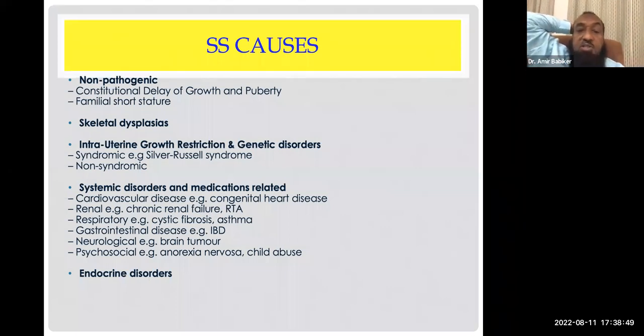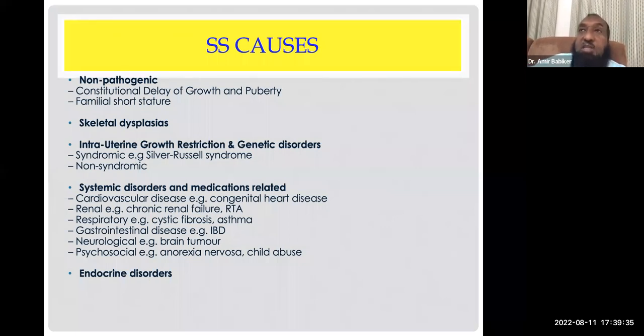So short stature can be non-pathological or pathological. The non-pathological causes are constitutional delay of growth and puberty, and familial or genetic short stature. The difference between them: the constitutional means that this person has a constitutional delay in growth and puberty, but they catch up at a certain point. This constitutional delay can be isolated in growth only, or in puberty only, but commonly they are together. So the commonest cause of short stature in boys, almost 90% of it, is due to constitutional delay of growth and puberty.